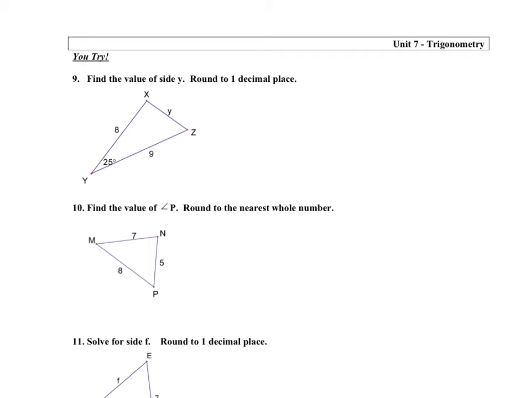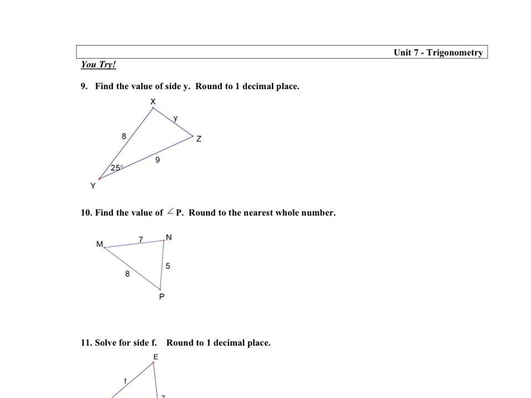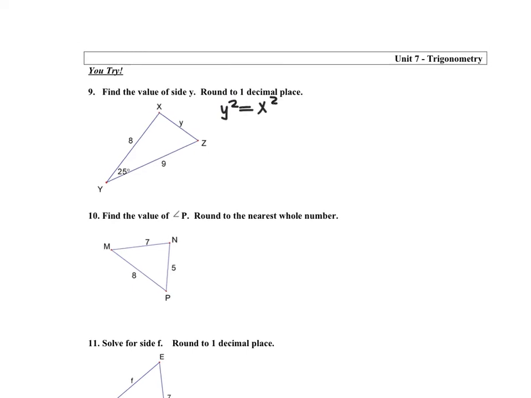And we're looking for y, which means our formula is going to be y squared equals the other two sides, so x squared plus z squared minus 2 times those two sides times cos y. Okay, and we're going to plug everything in. So across from angle x is side x, across from angle z is side z. And let's go ahead and plug everything in.